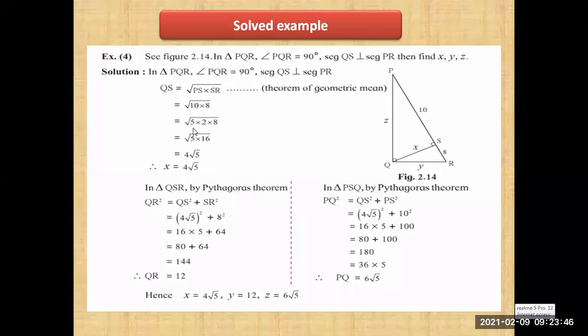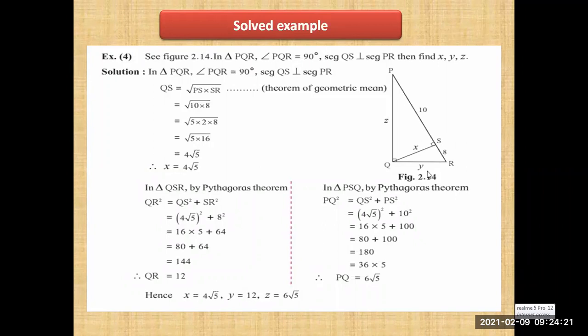Clear? Then we split and write down the factors, 5 into 2, so 2 into 8 equals 16. 16 is the perfect square of 4. So we write 4 root 5. The value of X is 4 root 5. Okay. Then in triangle QSR, see properly, we know the value of X and this term, so easily we find Y. Then in another case, we have PS and the value of X, we find Z.